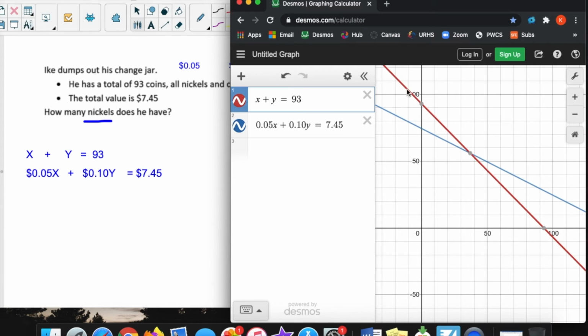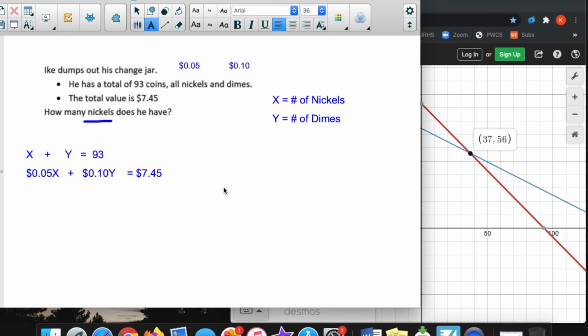And again, just like I showed you guys in the graphing video, where these lines cross each other, the intersection point is going to be my solution to the system. So I see this point right here and it's highlighted for me, 37 comma 56. So let me copy that point over. That would be my solution here.